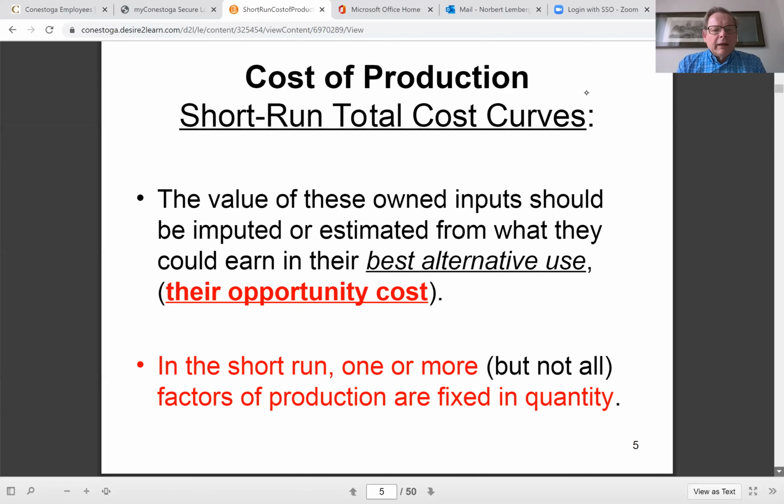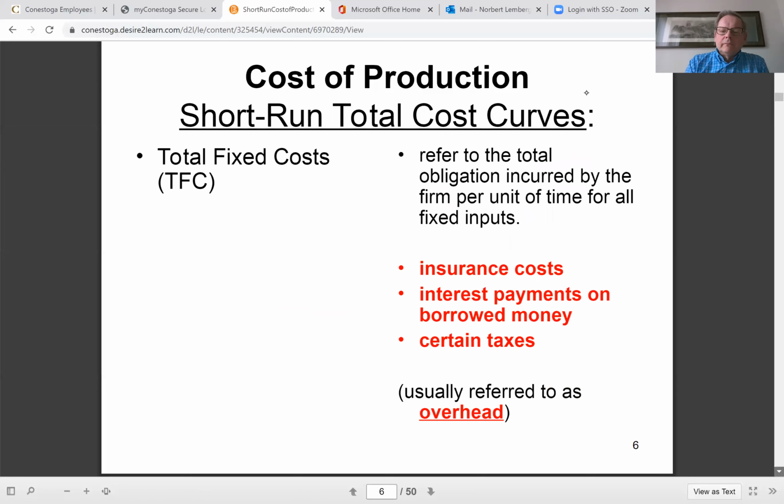And once again, please highlight bullet point number 2. In the short run, one or more, but not all, factors of production are fixed in quantity. That is the key to the short run. The first cost that we're interested in is our total fixed cost, and it refers to the total obligations incurred by the firm per unit of time for all fixed inputs. Some examples could be your insurance cost, interest payments on borrowed money, certain taxes. In your accounting courses, it was referred to as overhead.